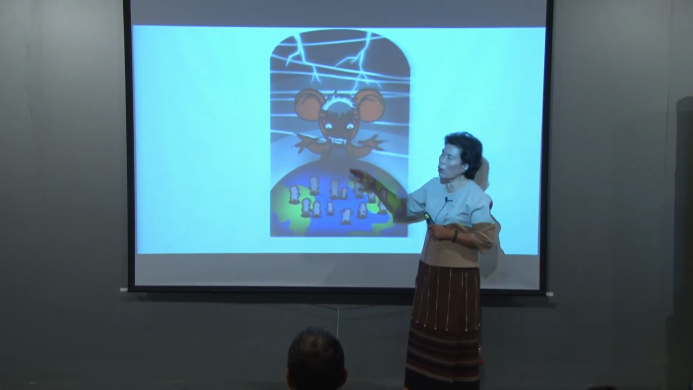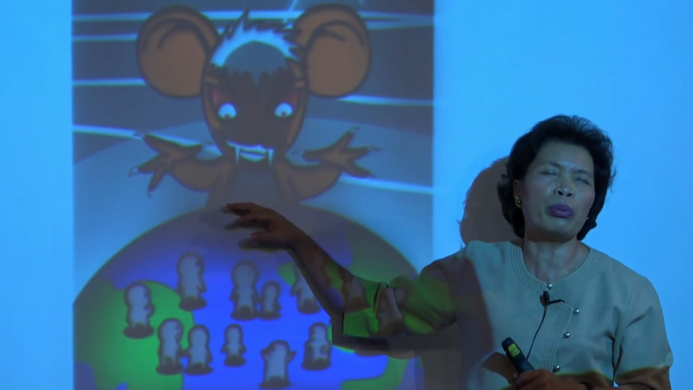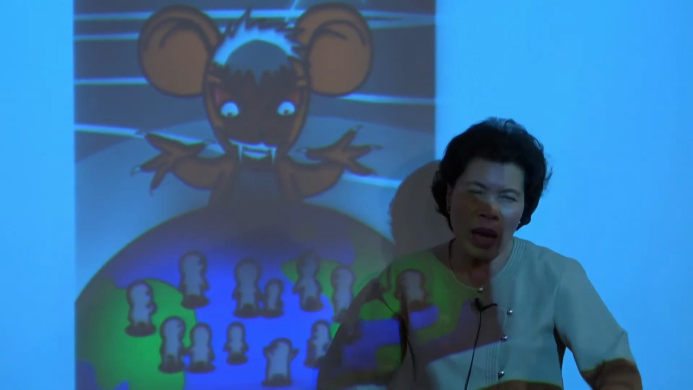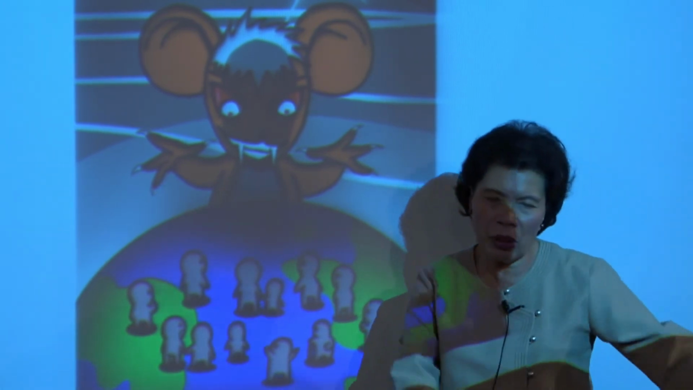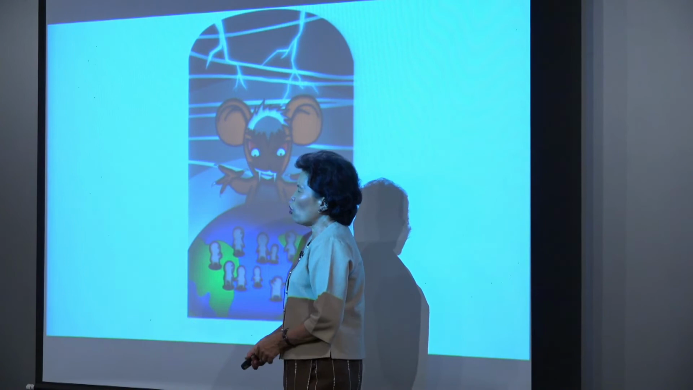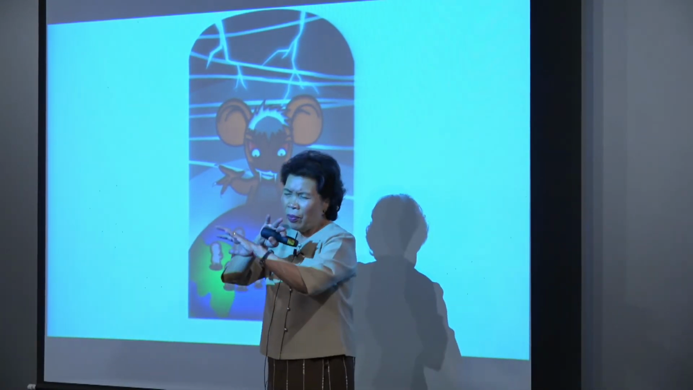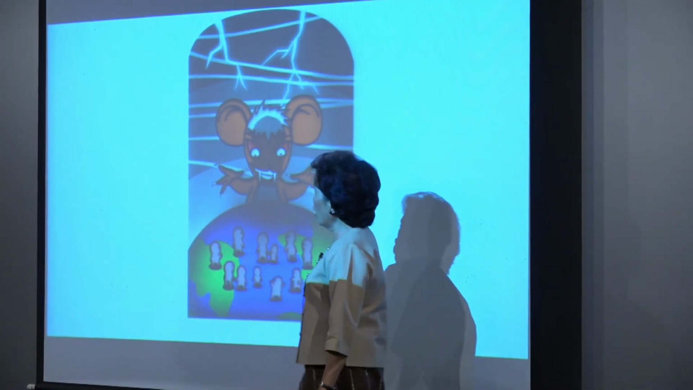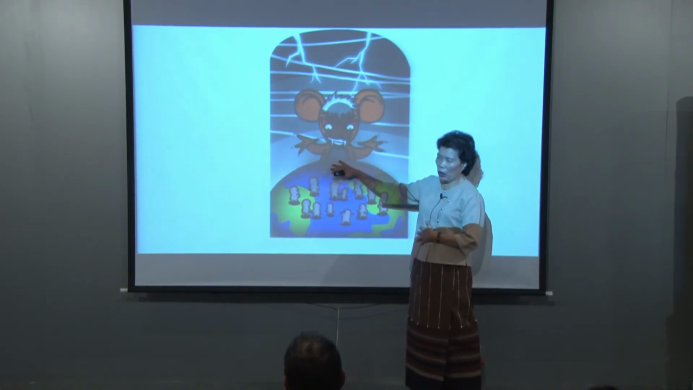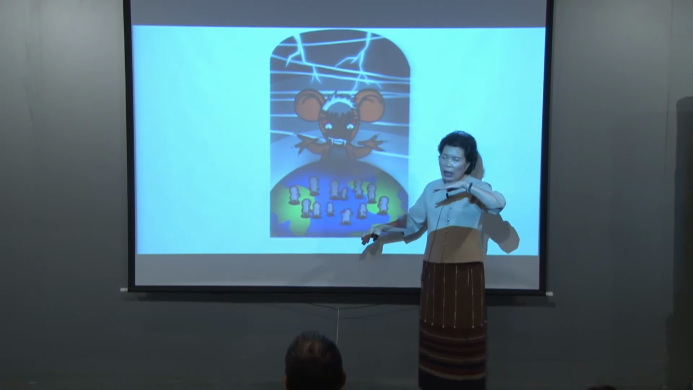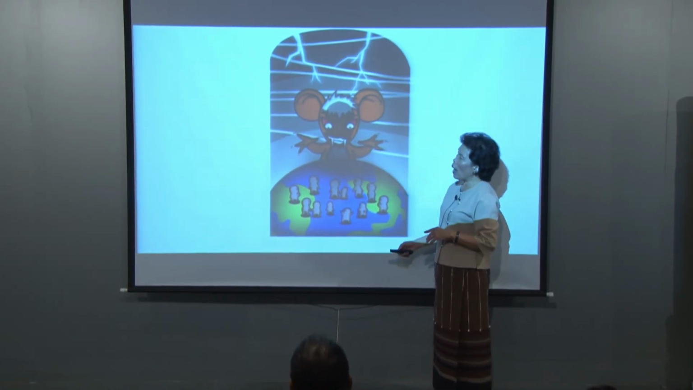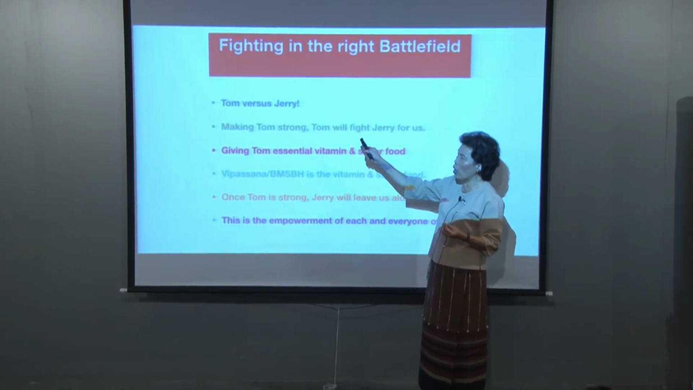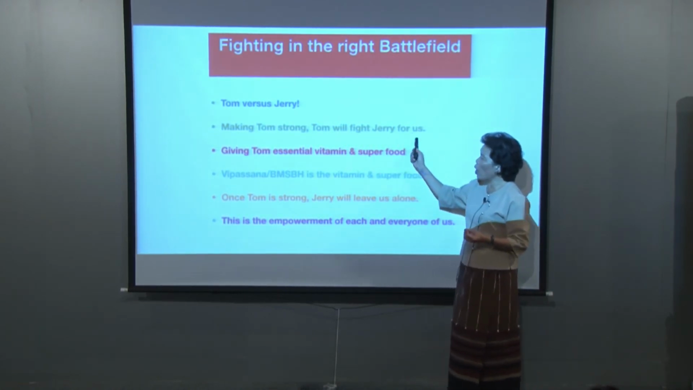If I was a leader and someone came to underline the cause of all the problems like this, wow, you can go straight to fight in the right battlefield, not dancing around the problem. Because the way we solve problems right now, we talk, and then everyone still goes back to do their own thing, and it ends up with war, fighting all the time. Instead, everyone looks inwardly, changes the entire education system. Let the children know about Tom and Jerry and how to make Tom strong. So fighting in the right battlefield, Tom versus Jerry. Making Tom strong, Tom will fight Jerry for us.